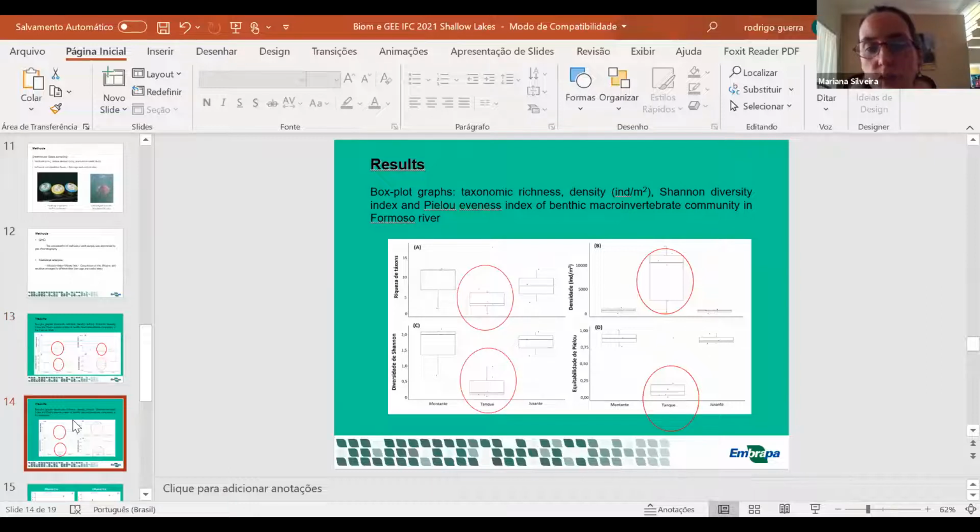And the same result we found in the Formosa River, where the richness and the diversity are lower in the net cage areas. And on the right side, there is a great density of organisms in the net cage areas, much greater than in the upstream and downstream areas.